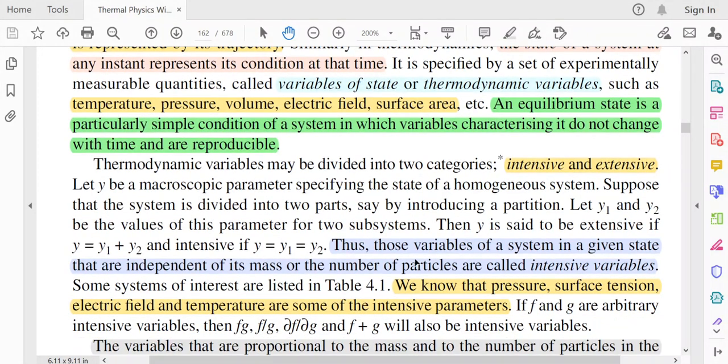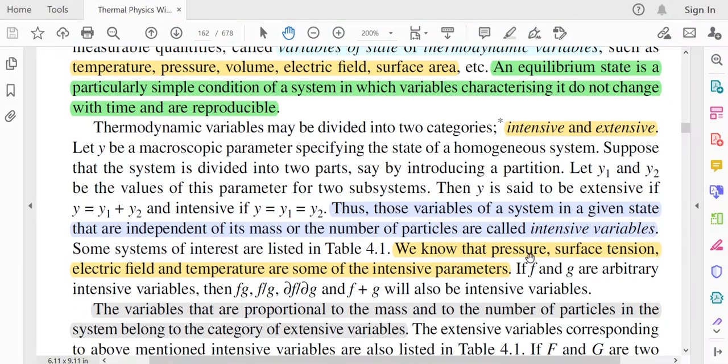Physically, those variables of a system in a given state that are independent of its mass or the number of particles are called intensive variables. So intensive variables are independent of the mass or the number of particles. We know that pressure, surface tension, electric field, temperature are some intensive parameters.